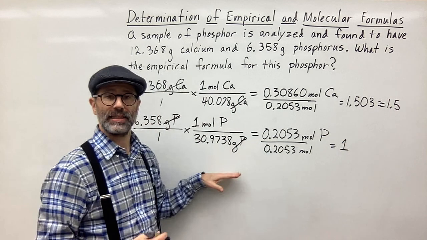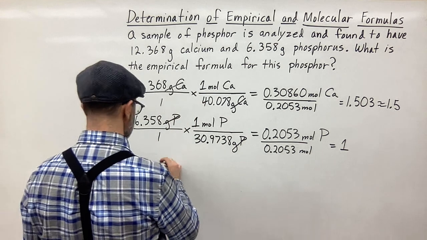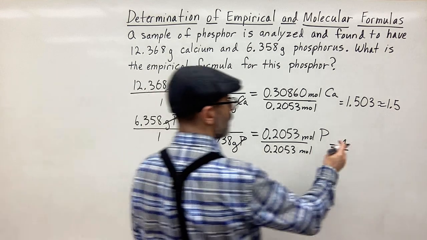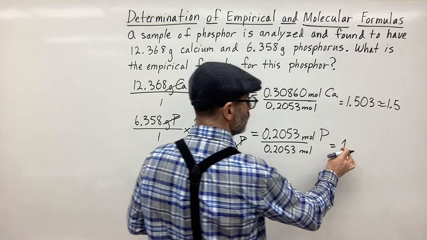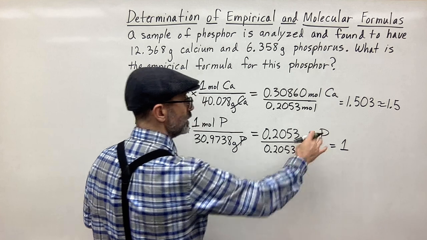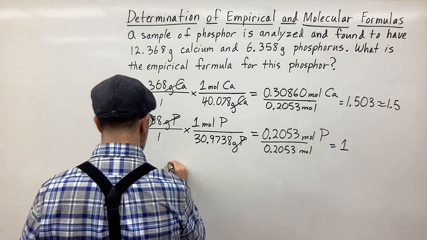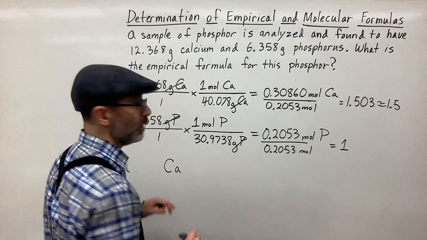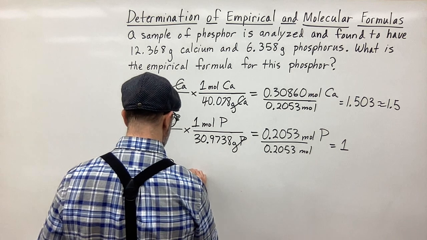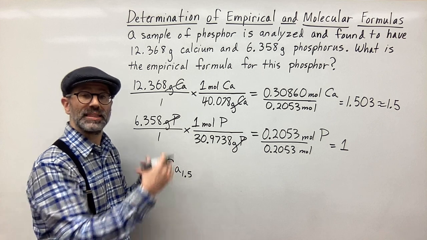So what I can do at this point is I can set up my formula. So this will be the mole ratio. So I have 1 mole of phosphorus for every 1.5 moles of calcium. So when I write this down, remember the metal always is written first in the formula. So it's going to be 1.5 as a subscript. So remember, the mole ratios are the subscripts. The subscripts give the mole ratio.